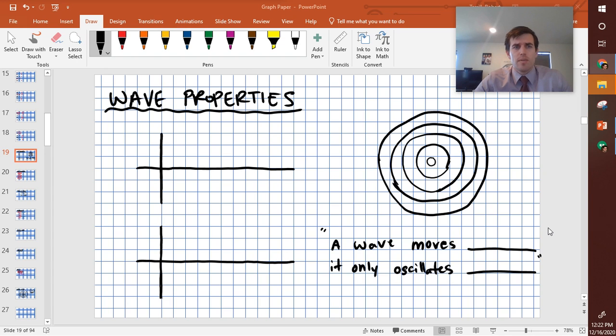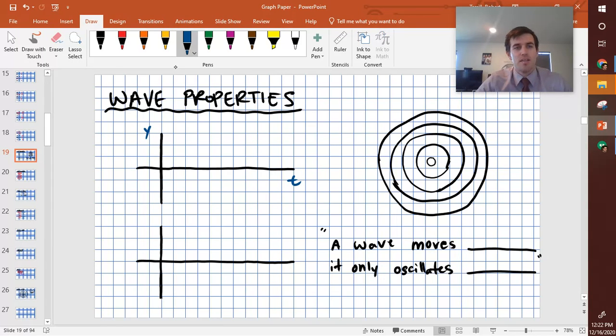All right, so let's talk about waves real quick. We're going to start by talking about some of the different variables and some of the different behaviors of waves. And the first thing that I'm going to do is represent a wave on a graph. On this graph, I'm going to represent the height of the wave on the y-axis, and the time that passes on the x-axis.